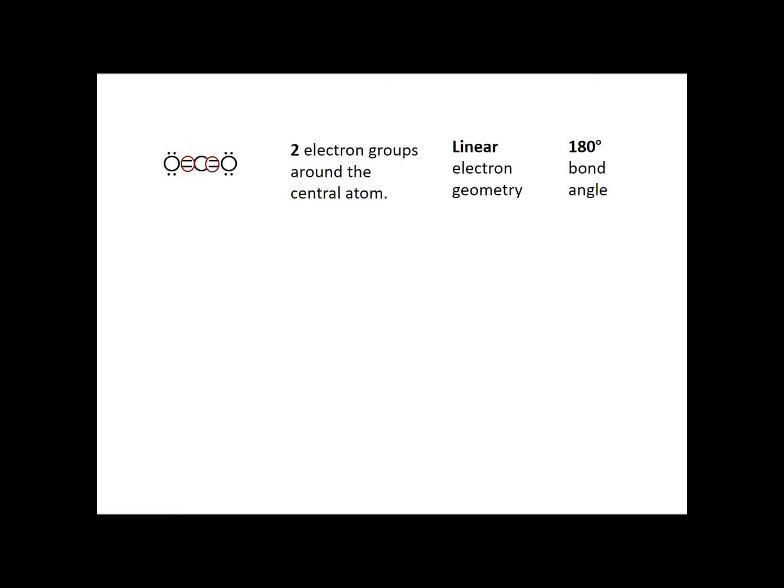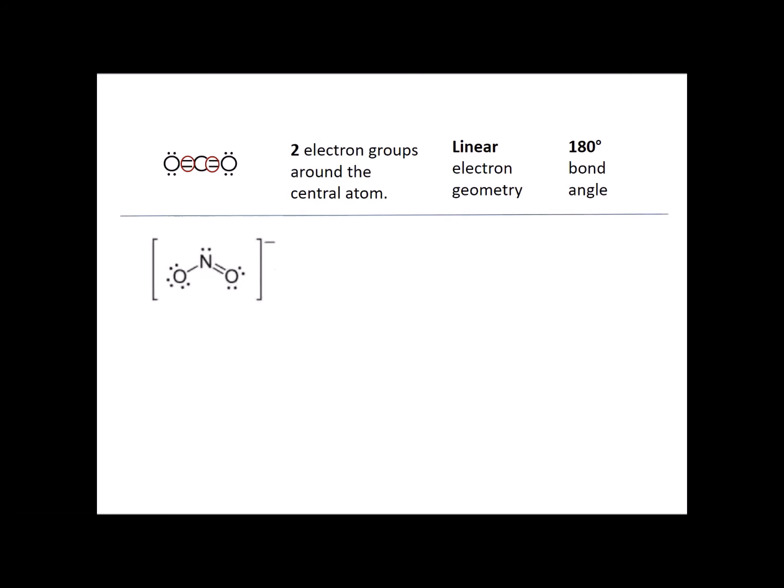Okay, let's take a look at this one first. Where's the central atom? Carbon. 2 electron groups around it. Each of the double bonds just counts as 1 electron group. Whenever you have two electron groups around a central atom, we've got linear electron geometry, and the bond angle you can achieve in terms of keeping electron groups away from each other is 180 degrees.